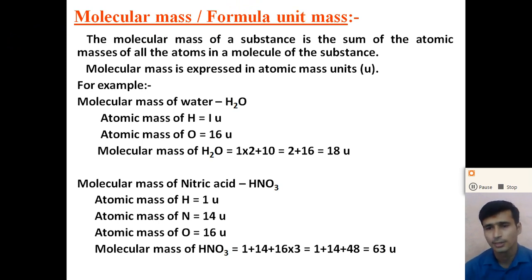We know that the molecule is made up of atoms, and each atom has a specific mass. The mass of an atom is represented in the unit atomic mass unit, which we discussed in lecture number 2. What is the atomic mass of the different elements? For example, the atomic mass of hydrogen is 1, nitrogen is 14, and oxygen is 16, right? That was discussed in lecture number 2.